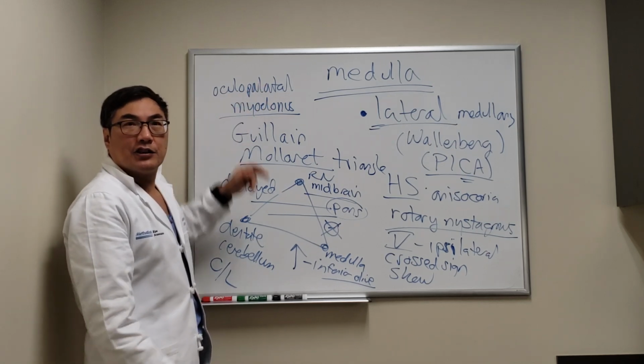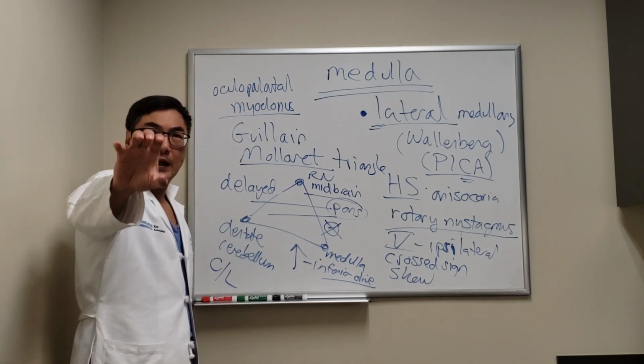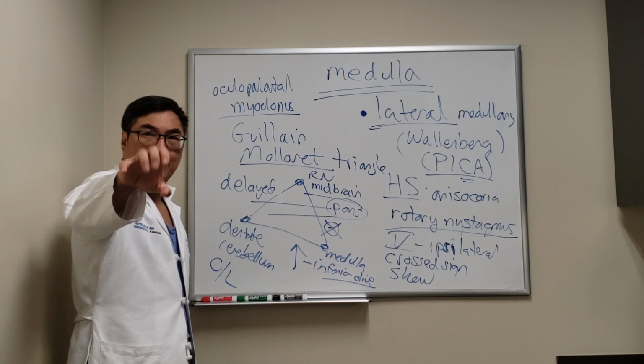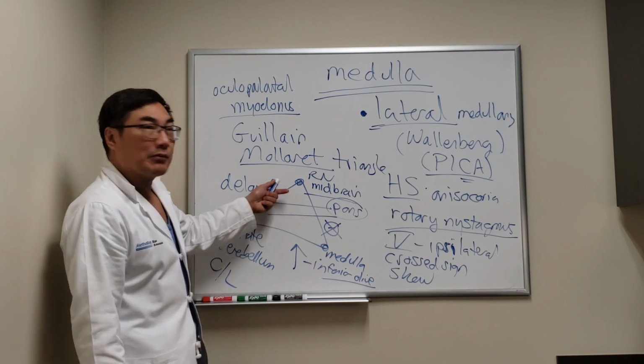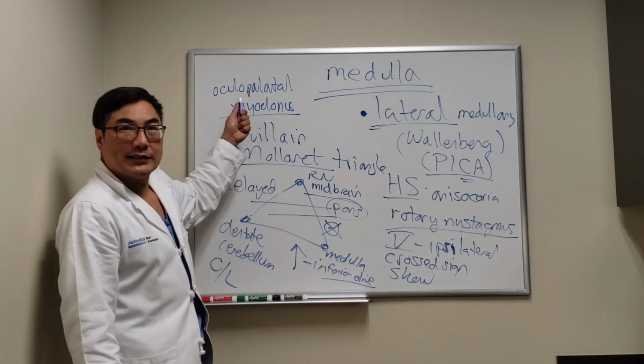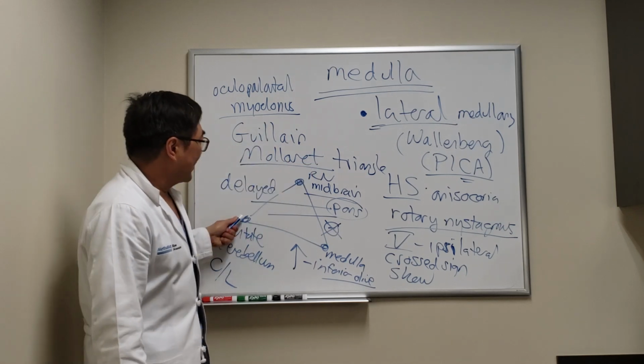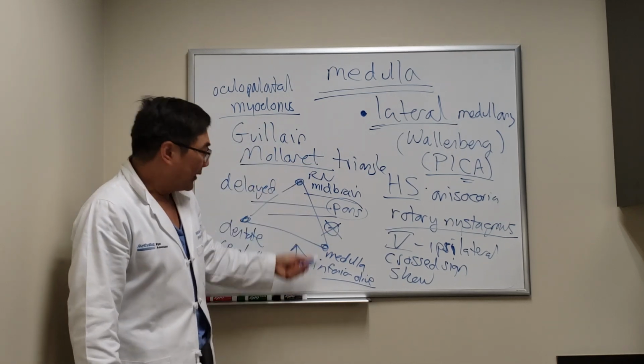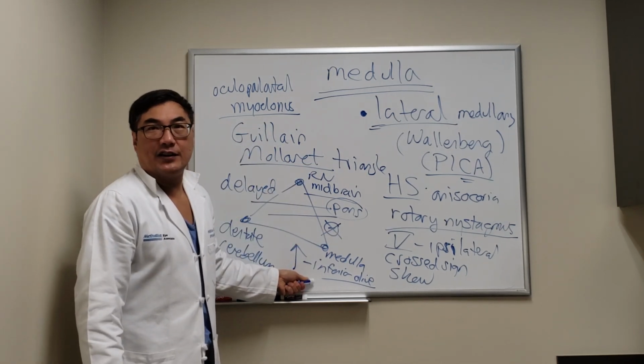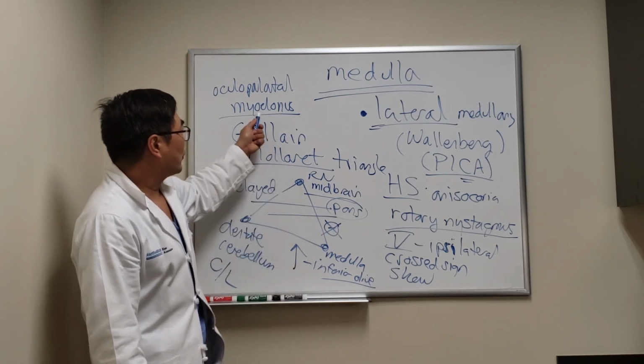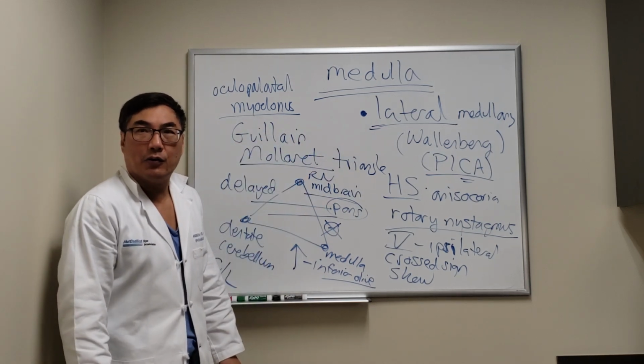oculopalatal myoclonus. So every patient who has a vertical bilateral conjugate movement that isn't downbeat or upbeat, we should look in their mouth. And what you're looking for is oculopalatal myoclonus. It is a lesion in the Guillain-Mollaret triangle. It causes the MRI finding of inferior olivary hypertrophy and is one of the two things you need to know about the medulla.